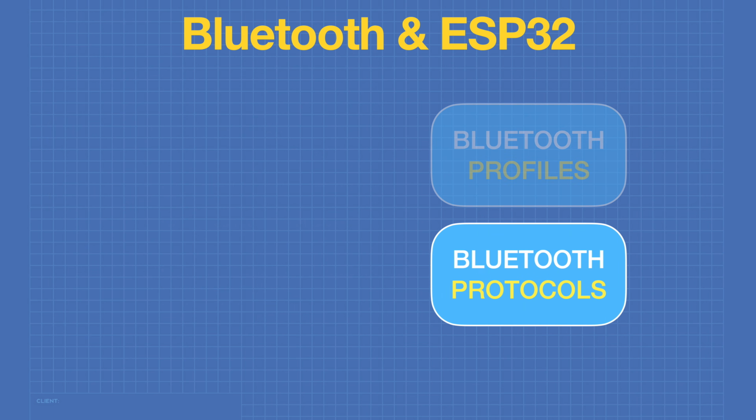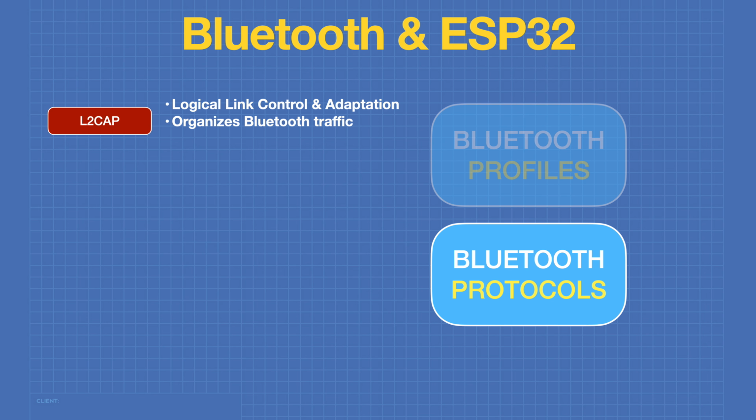Now let's take a look at a few Bluetooth protocols. The first protocol we'll examine is L2CAP, or the Logical Link Control and Adaptation Protocol. This is kind of a traffic cop. It organizes all of the Bluetooth traffic. L2CAP is responsible for data transmission and the quality of data.